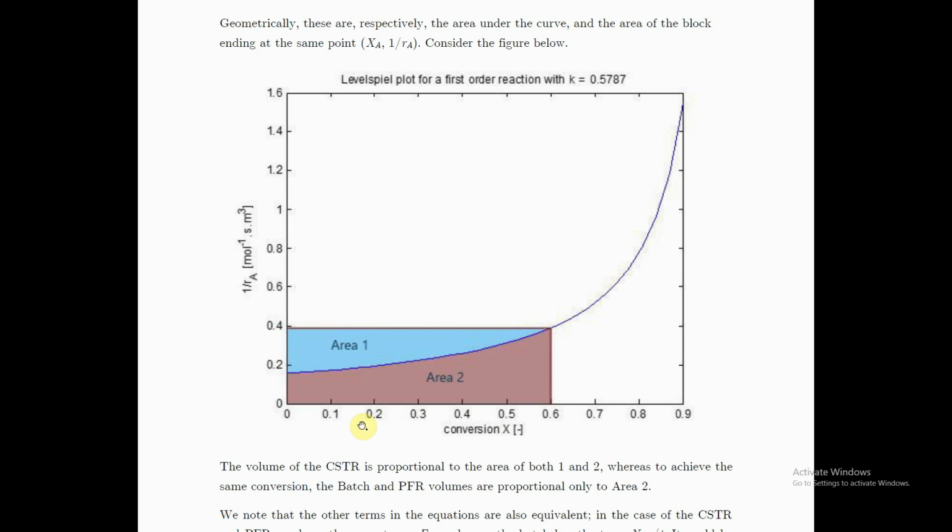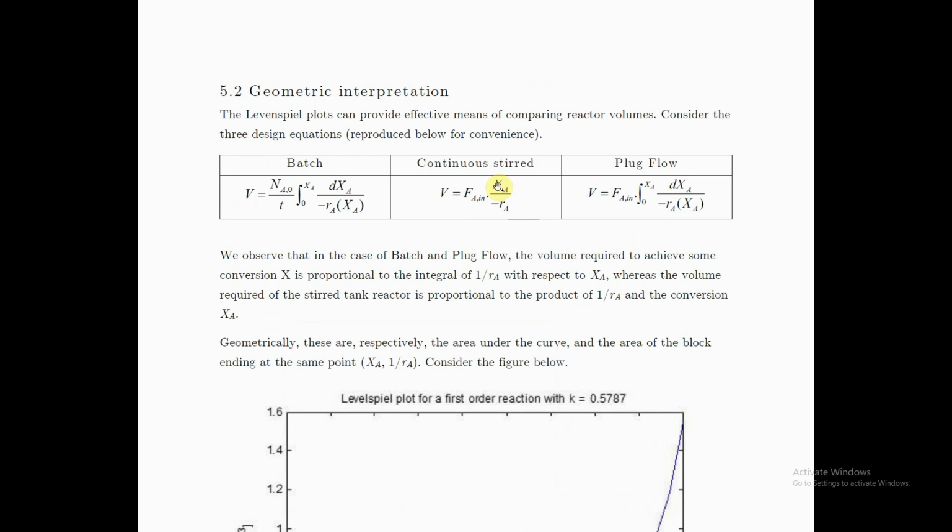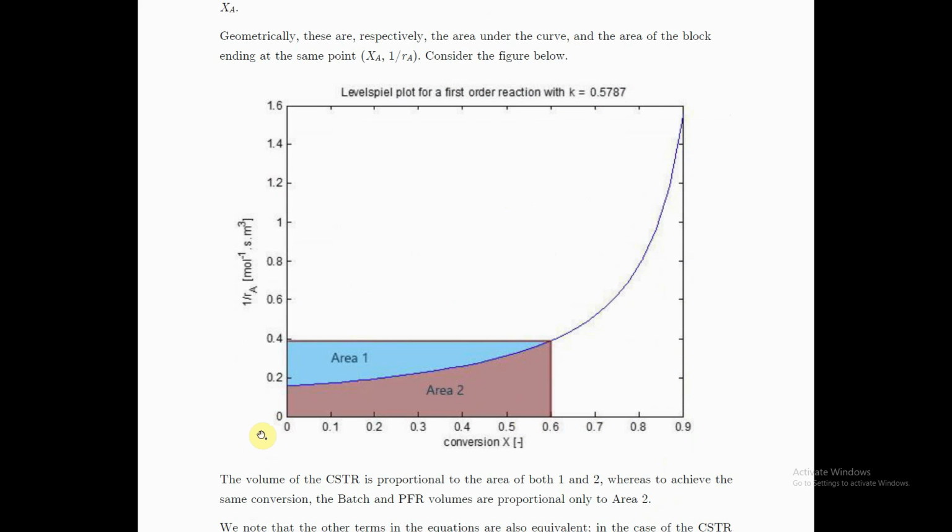The product of those two, XA and 1 over RA, is proportional to our volume. So that width multiplied by that height is basically the area of this box. We are given the conversion, we just look up the point there, and that determines the height. From the curve we get the height, and then we know the width, the conversion. So it's basically the area of this box, which is area 1 plus area 2.